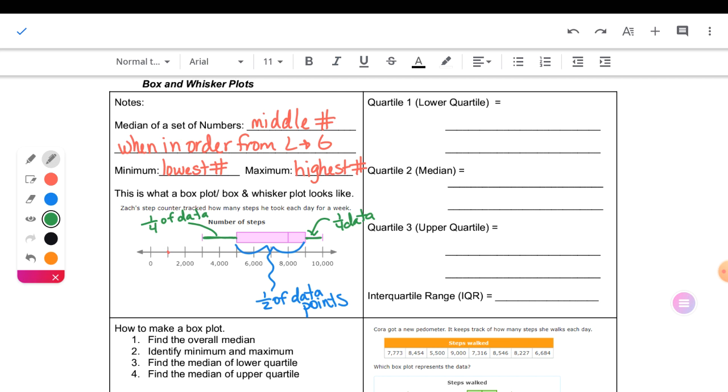Okay, so I'm going to start with quartile 2. Quartile 2 is the overall median of the data. The overall median of the data. So right here, I want you to write overall median of the data.